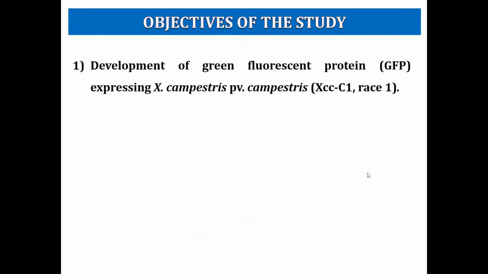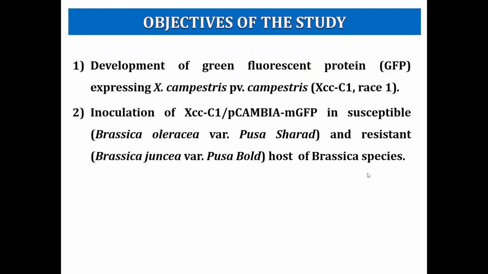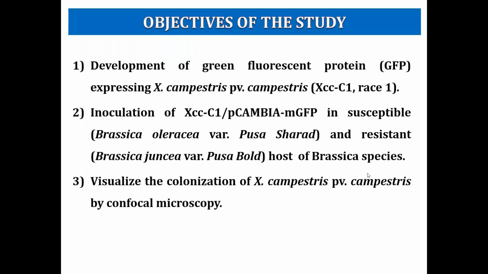The objectives of this study were the development of green fluorescent protein expressing Xanthomonas campestris pv. campestris, inoculation of XCC pCAMBIA-mGFP in susceptible Brassica oleracea variety Pusa Sarad and resistant host Brassica juncea variety Pusa Bold of Brassica species. The final objective was to demonstrate the visualization of the colonization of Xanthomonas campestris pv. campestris by confocal microscopic analysis.